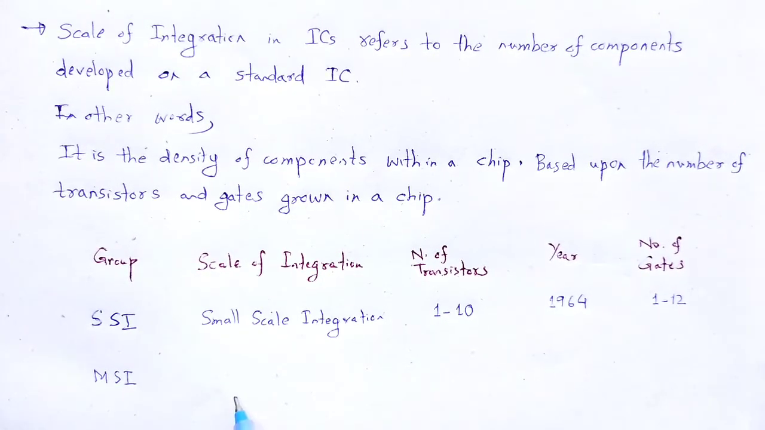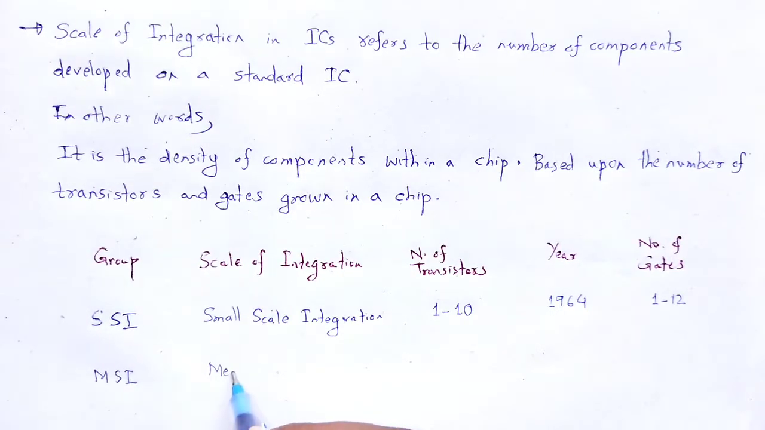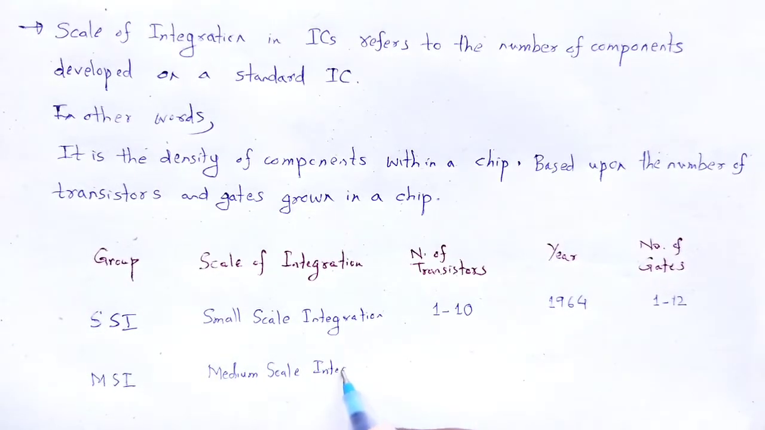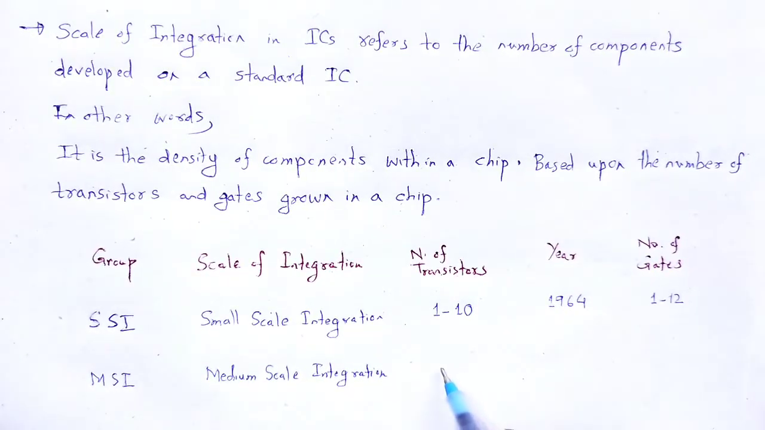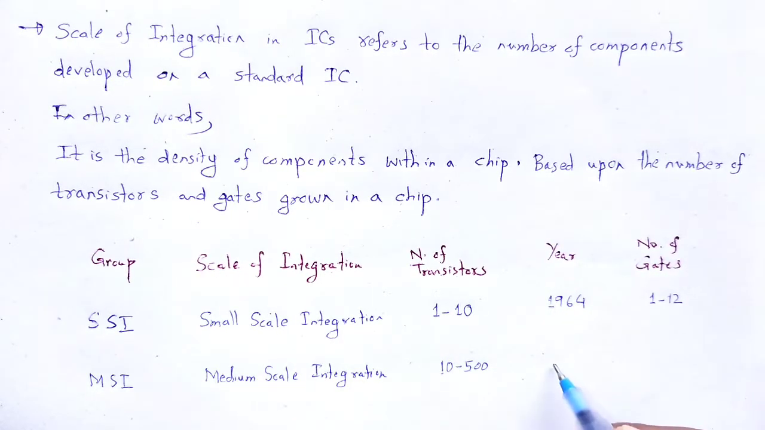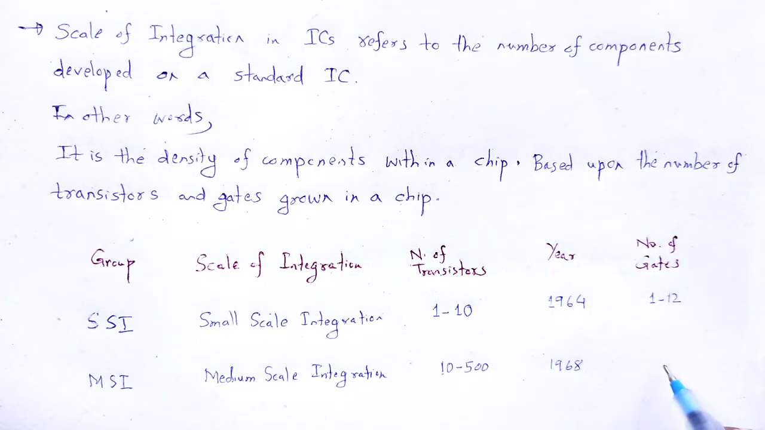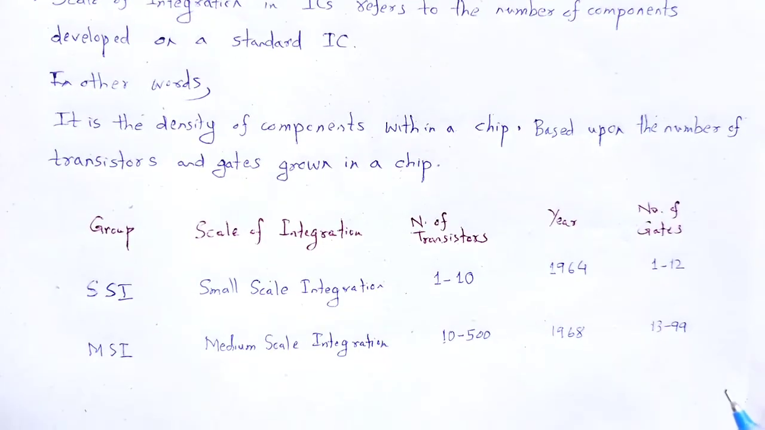MSI, that is medium scale integration. Number of transistors from 10 to 500, in the year 1968, number of gates 13 to 99.